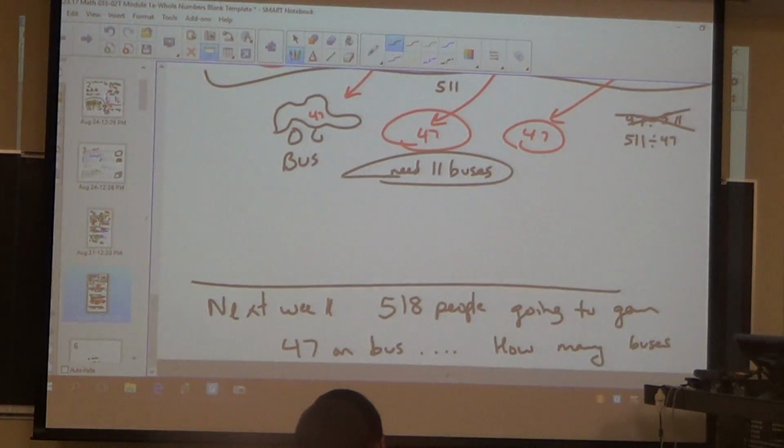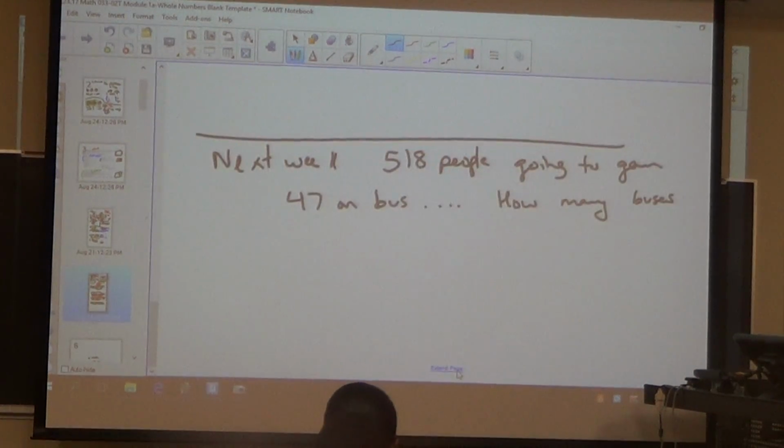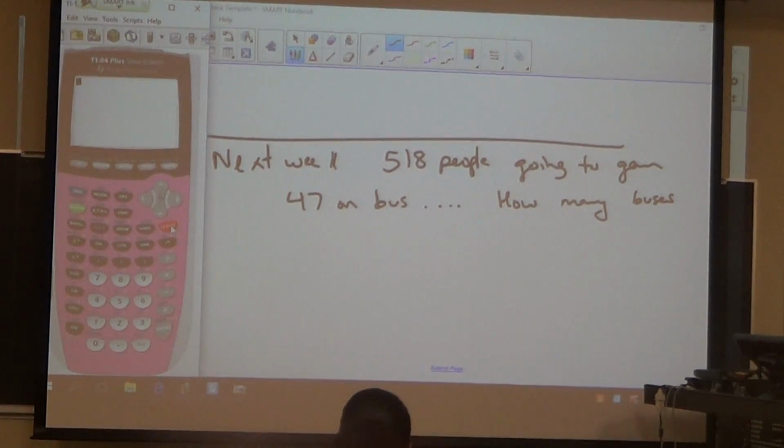Next week, we have 518 people who want to go to the game. We can still put 47 people on a bus. How many buses do we need? Tell me what to type in my calculator. How many buses do I need?